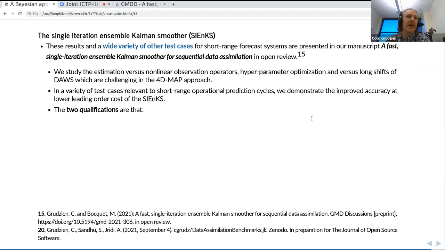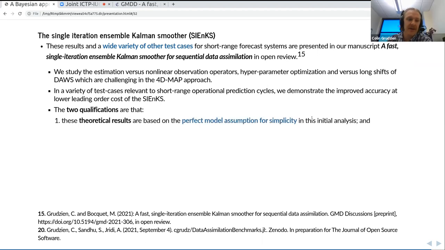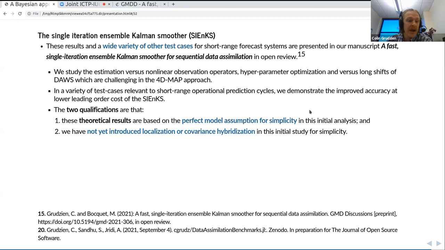But there are two qualifications that we should mention. These theoretical results are based on the perfect model assumption for simplicity in this initial analysis. And considering this in the case of significant modeling errors is still ongoing work that we're considering. And we have not introduced localization or covariance hybridization in this initial study for simplicity. This is part of our ongoing work to make it realistic for a full-scale geophysical model.